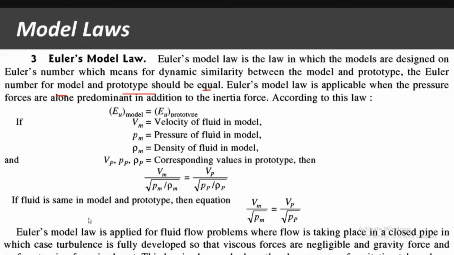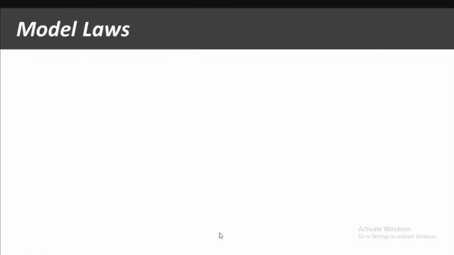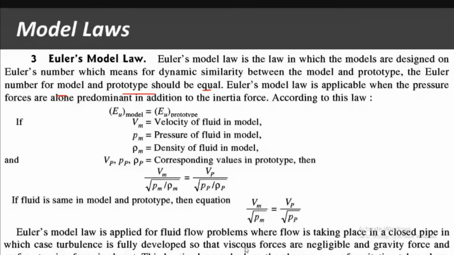Now remember, the Euler's model law is applicable for flow problems where pressure is playing a very important role, for example closed pipes in which turbulence is fully developed, and viscous forces are negligible, and gravity and surface tension forces are absent. In such cases even cavitation can take place. So in such type of flow, Euler's model law is applicable.